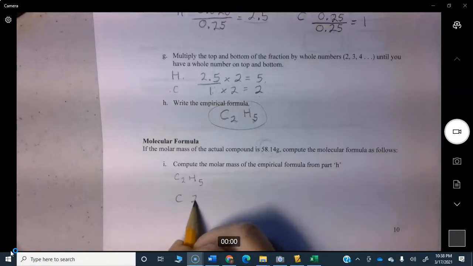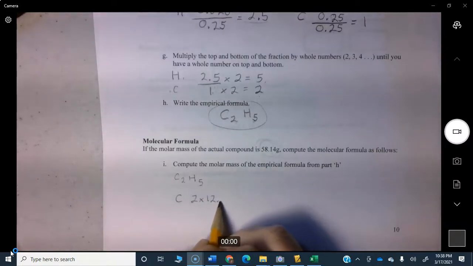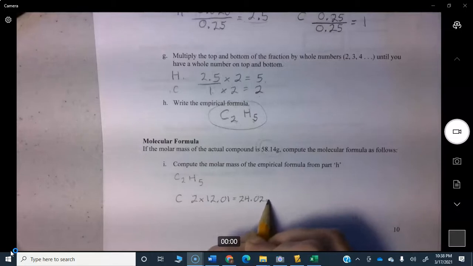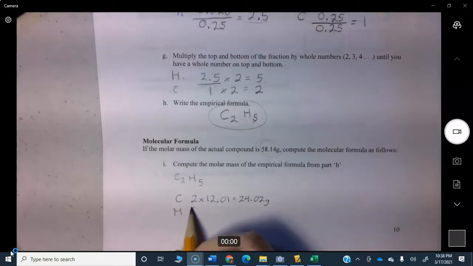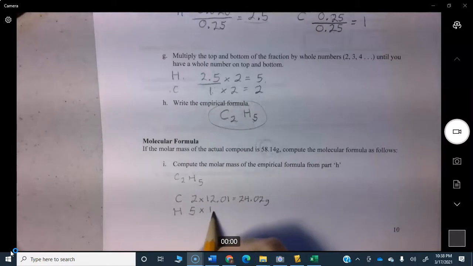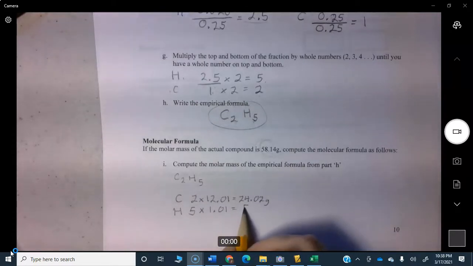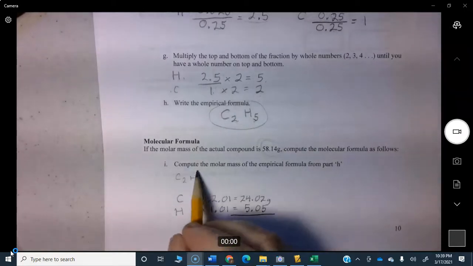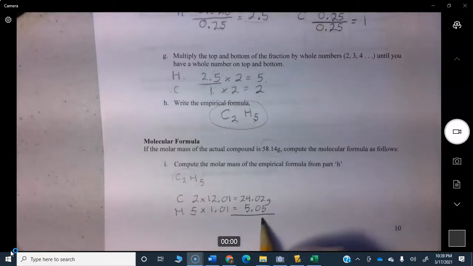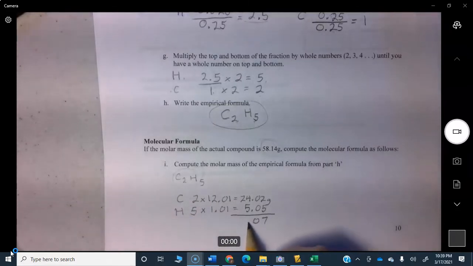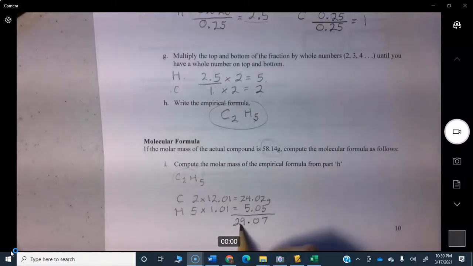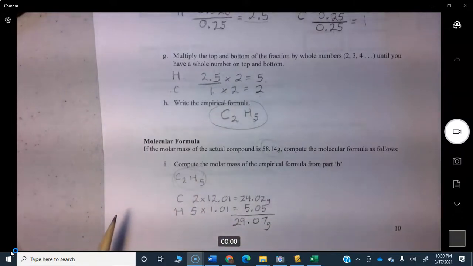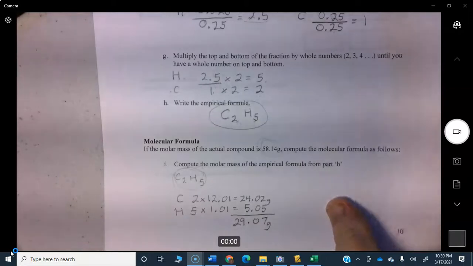So carbon, you have 2 carbons times 12.01, which equals 24.02 grams of carbon. And then for hydrogen, you have 5 of those right there times 1.01, and that's 5.05. Now you add those two to get the empirical molar mass of that, and you get 29.07. So the empirical molar mass for this is 29.07. Alright, so now we're going to move on to the next page.